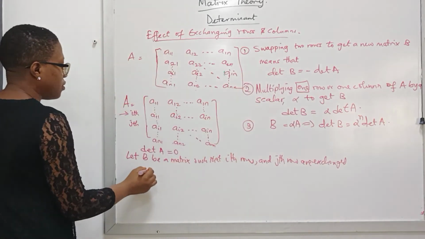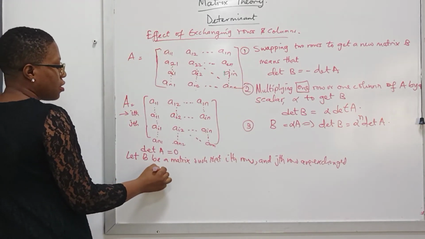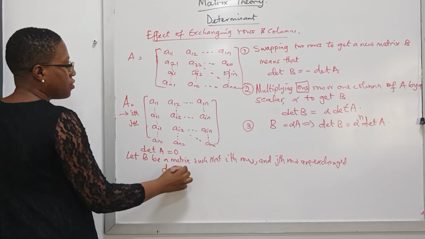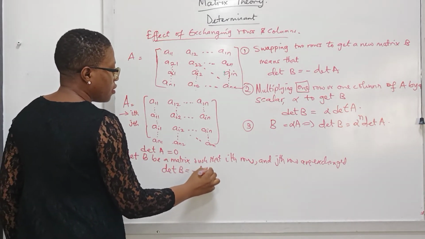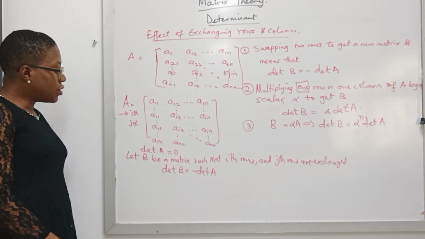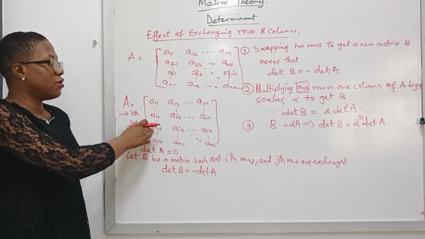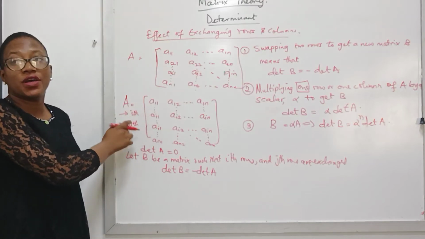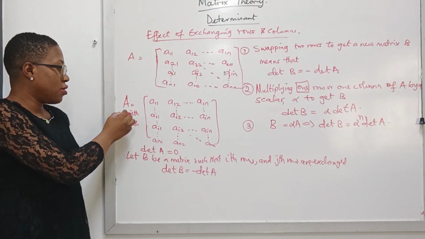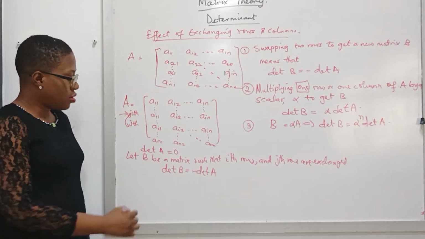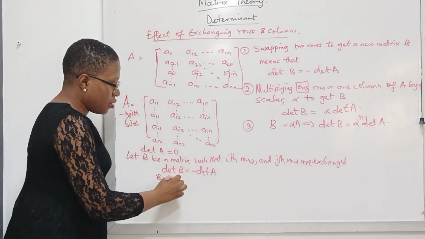According to this, what does it mean? Determinant of B is equal to minus determinant of A, is it not? But A is exactly B. Why? Because the J2 is I and this is AI. So if I swap them, I still have the same thing happening, but B is equal to A.